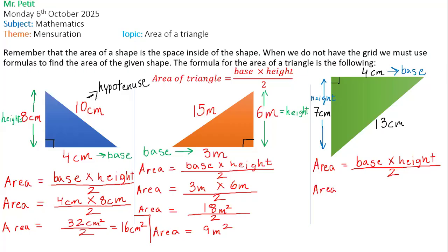So the area is going to be equal to, what is the base in this question? 4 centimeters. Very good. Multiplied by, what's the height? The height is 7 centimeters. Very good. We have to divide all that by 2.